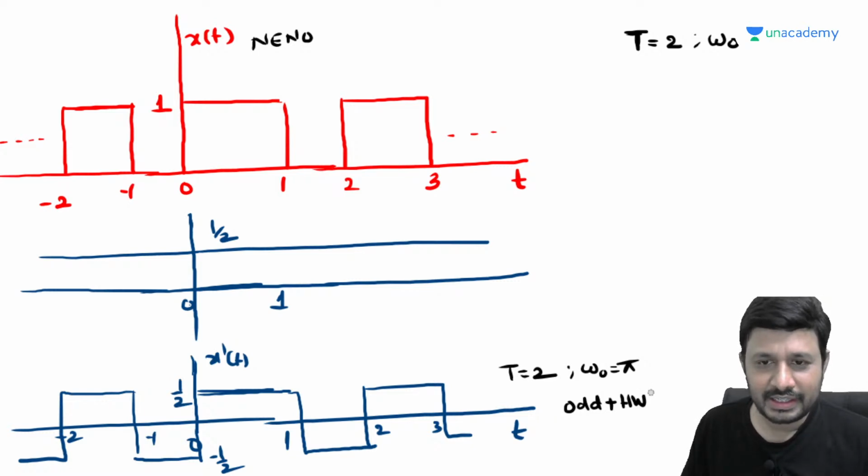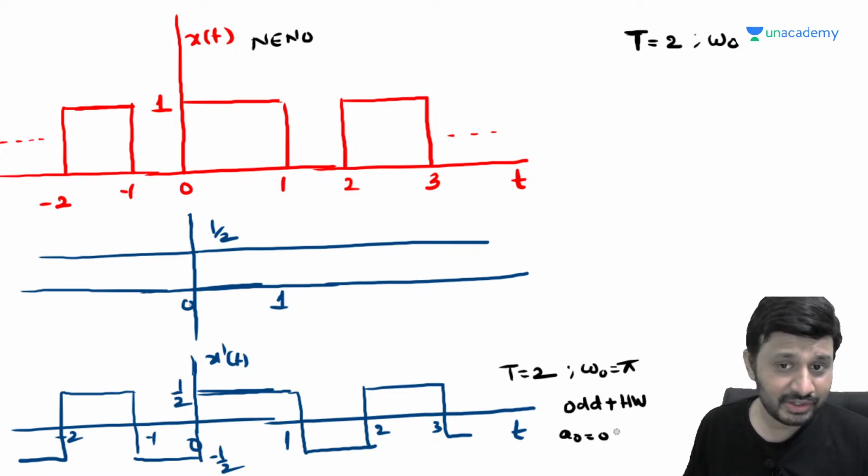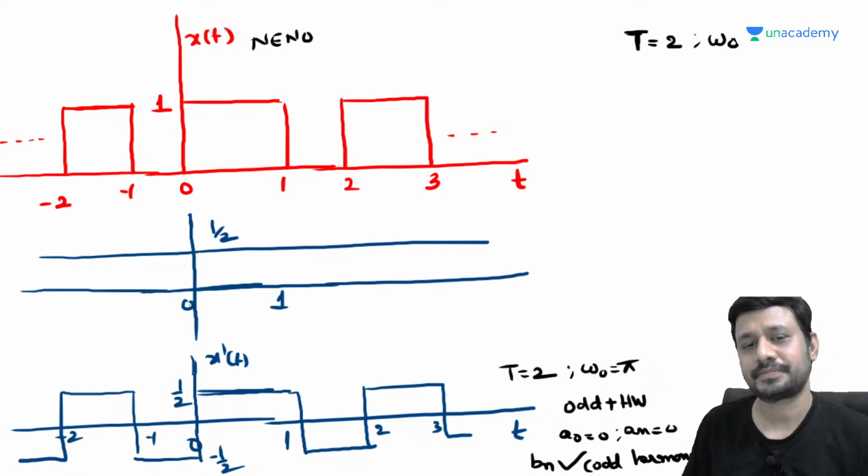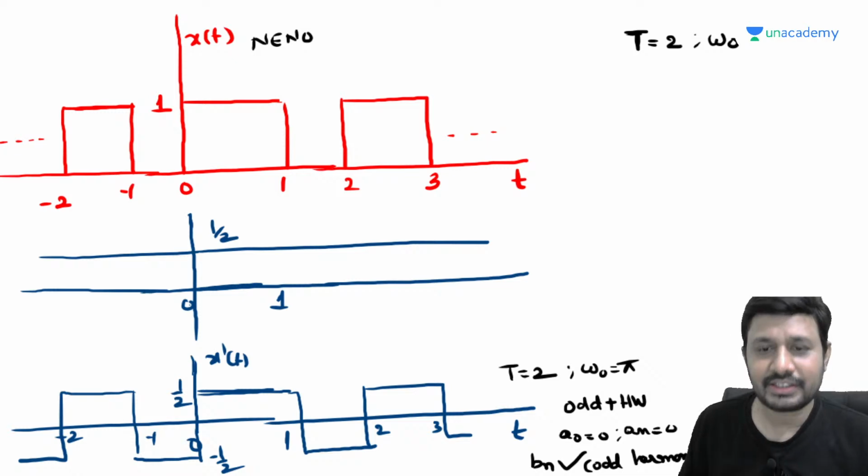Observe here. X dash of t is odd as well as half wave. So in the resulting Fourier series expansion, odd and half wave means for x dash of t, a naught will be 0, an will be 0, bn will exist. But as this is half wave, Fourier series coefficients exist only for odd harmonics. What is the nature of x dash of t?